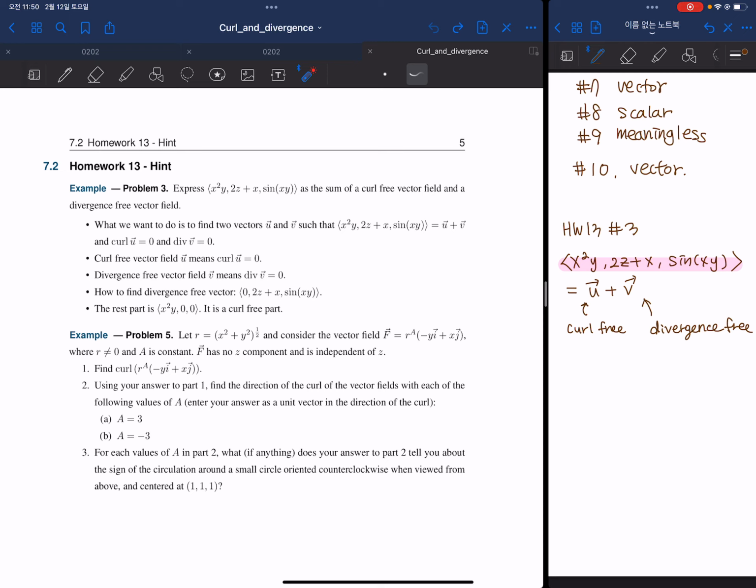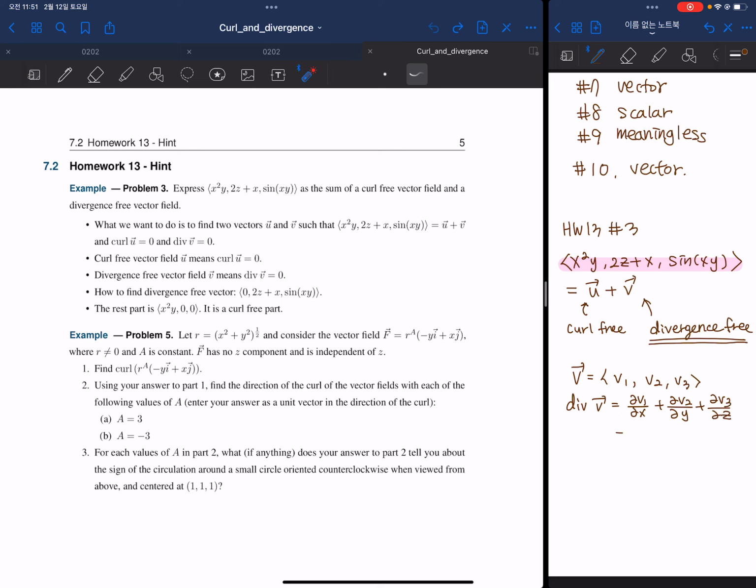Actually, it'd be better to think about the divergence-free vector, because the definition of divergence is simpler than the definition of curl. So let's think about the definition. Let's say v has three coordinates v1, v2, v3, and then divergence of v is defined as dv1/dx plus dv2/dy plus dv3/dz, right?